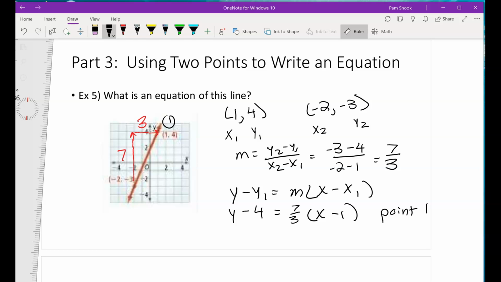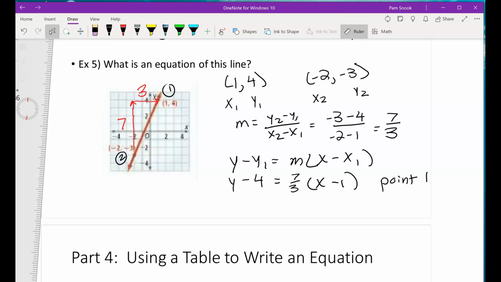Here's point 1. Here's point 2. I can, if I want to, use point 2 instead. And if I did that, I would say y minus negative 3, so that's a plus, equals 7 over 3, x minus negative 2, so that's a plus, and this is with point 2. So notice, I've got 2 different answers, and that's because I used 2 different points.